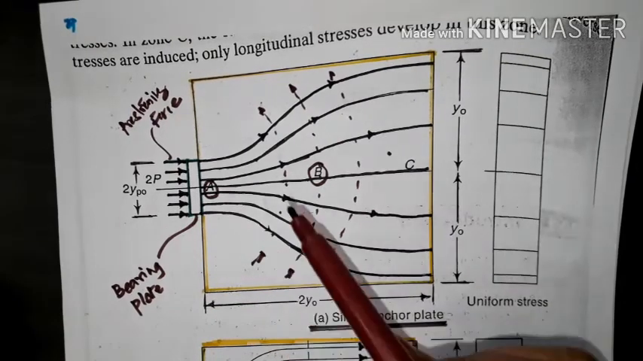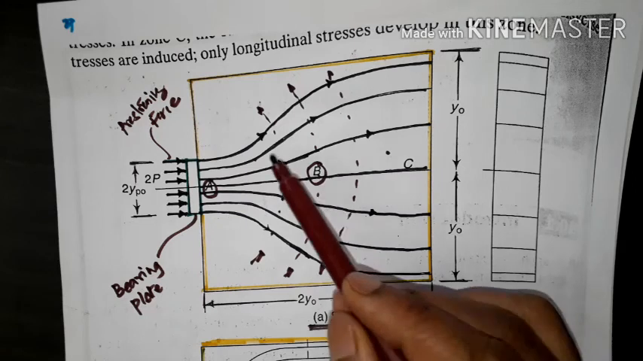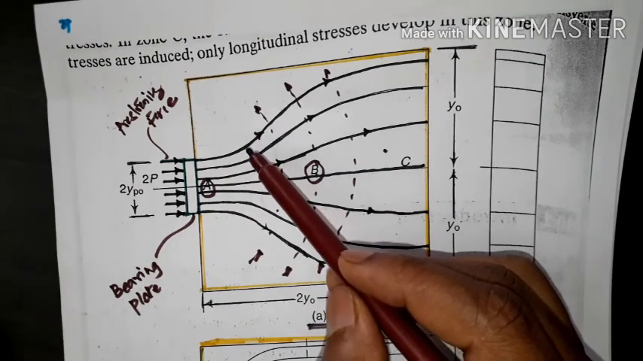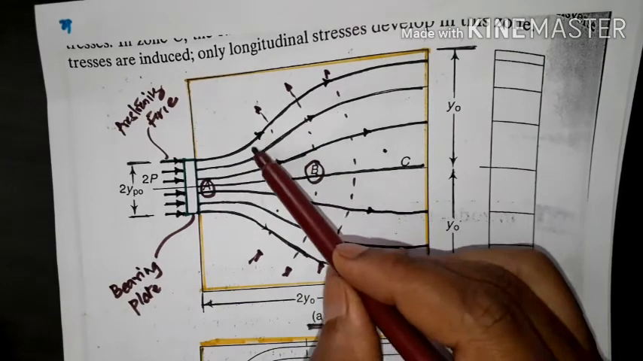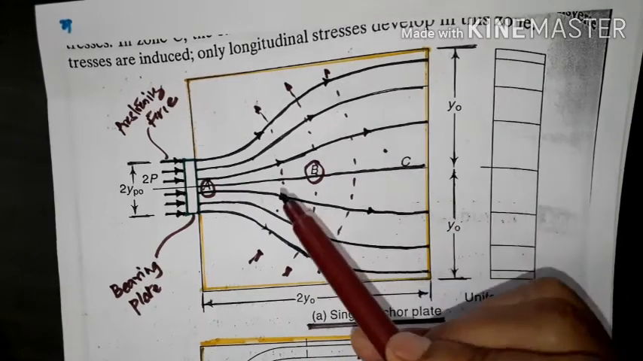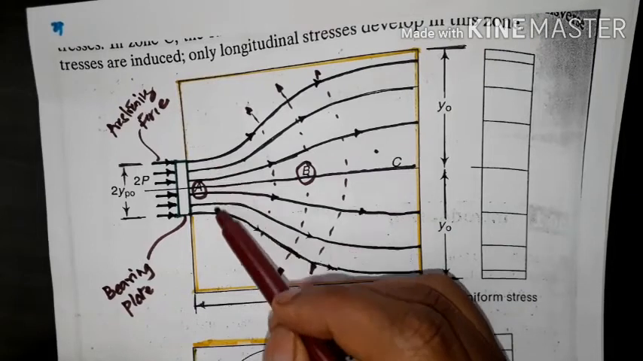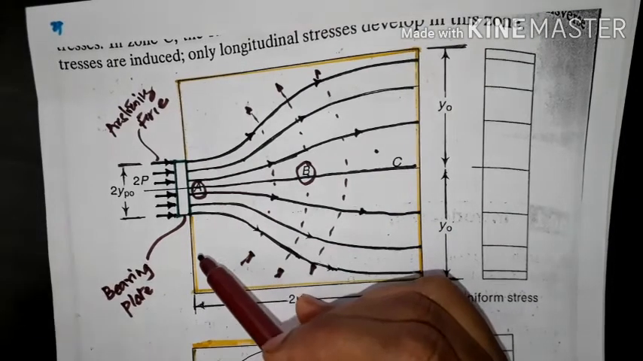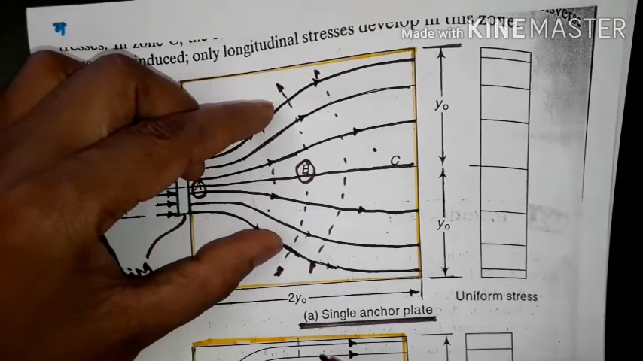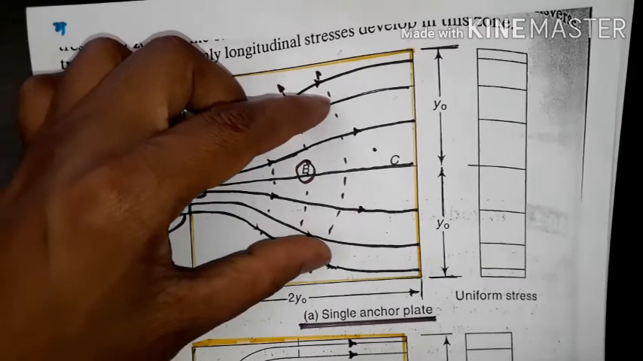So what is happening here? I'll repeat once again. In zone B, the curvature is reversed in direction, and the forces tend to deflect outwards. Okay, separating from each other. So here if you see the spacing between the forces, this is very small, but here they are trying to deflect and bifurcate. They are trying to separate from each other.